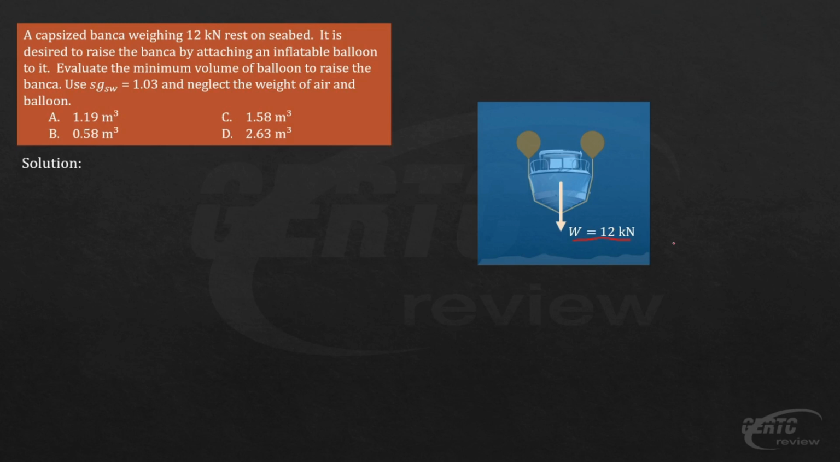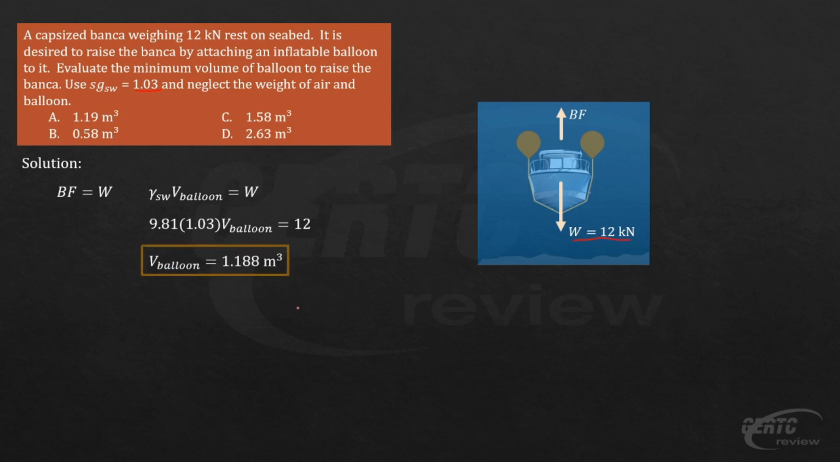And of course, the buoyant force included here is the buoyant force of the balloon na. So we will neglect the weight of air and the weight of the balloon. So buoyant force equals the weight. The buoyant force of the balloon is equal to the unit weight of seawater times the volume of the balloon. Yun yung hinahanap. And that's equal to the weight. So the unit weight of seawater is 9.81 times 1.03. Okay? The weight of the bangka is 12. Then, makukuha natin yung minimum volume of the balloon. So, that will give us 1.188 cubic meters. No? So, 1.19. So, minimum yan.